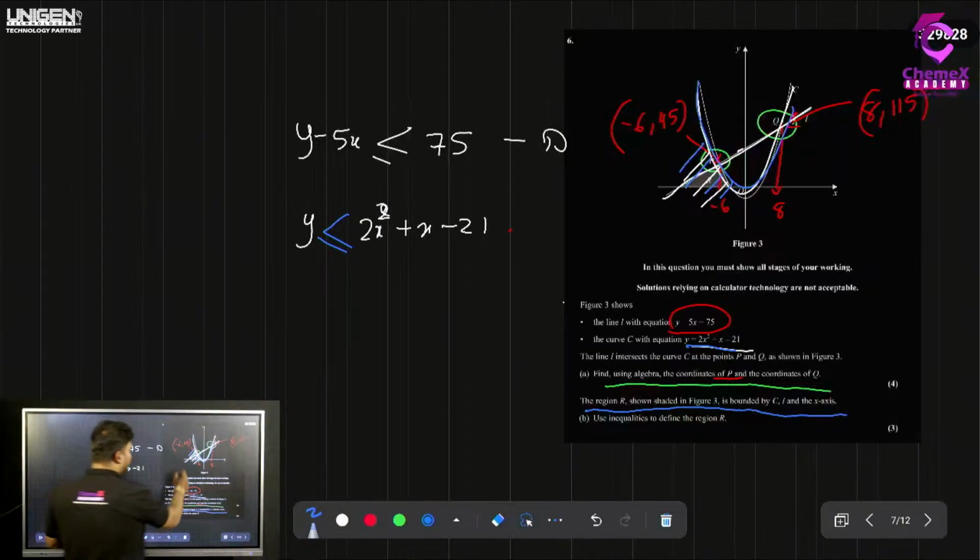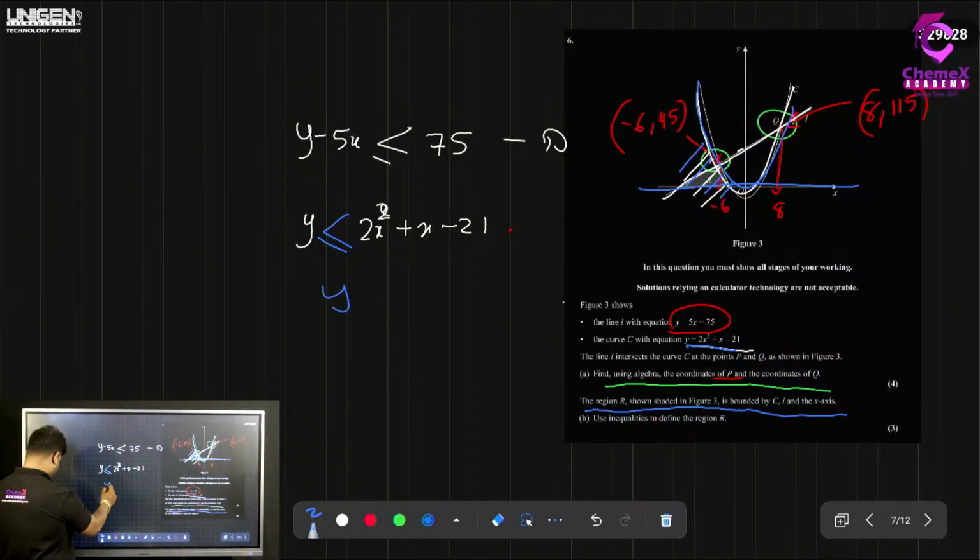So then what is this line called? Y equals 0. So y should be what? Larger than or equals 0.